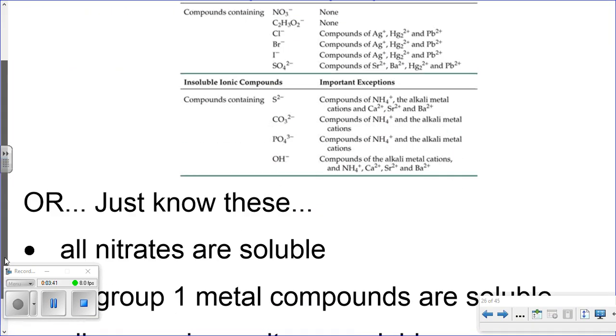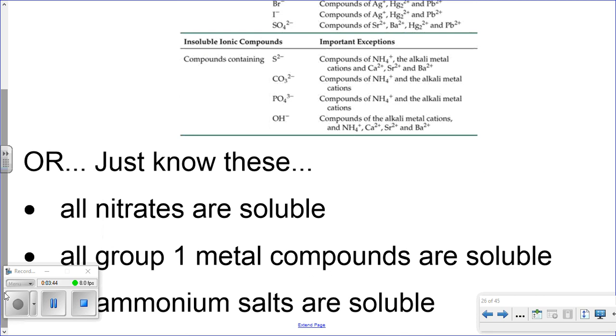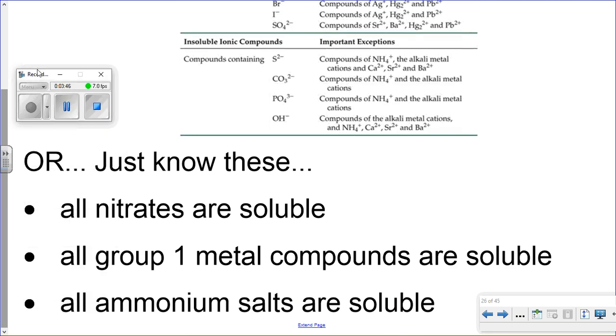Now, as far as my classes go, and for most classes, you just need to know these 3. These are very general. It says all nitrates are soluble. So it doesn't matter if it's magnesium nitrate, sodium nitrate, cobalt nitrate, ammonium nitrate, those are all soluble. Any group 1 compound is going to be soluble.